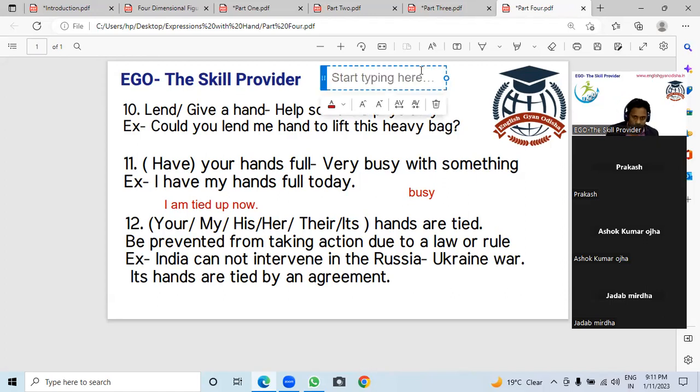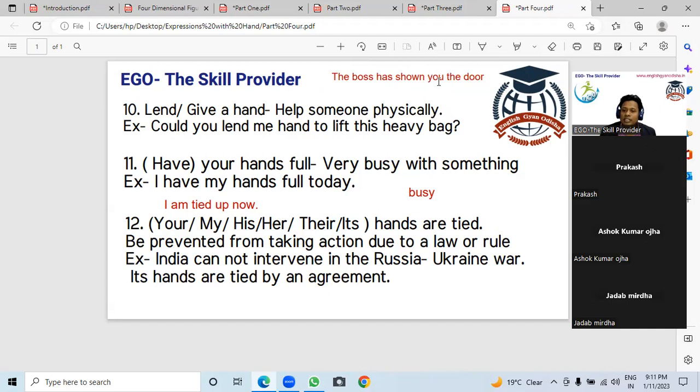Okay, the boss has shown you the door. Whenever I say the boss has shown you the door, that means you have been asked to go away from the company, you have been terminated. Look, this means you have been terminated. We all say you have been thrown out of the company, but has shown you the door is an idiom.